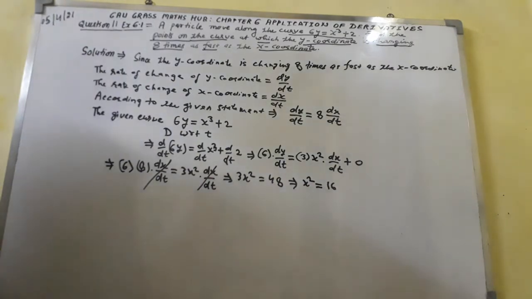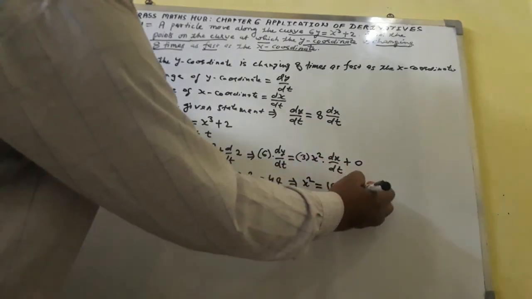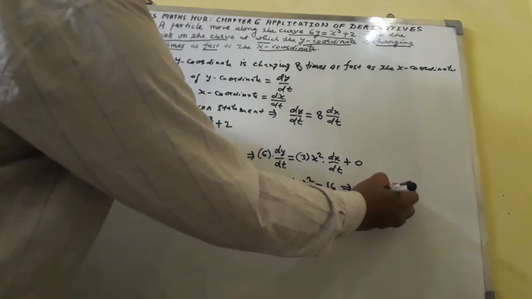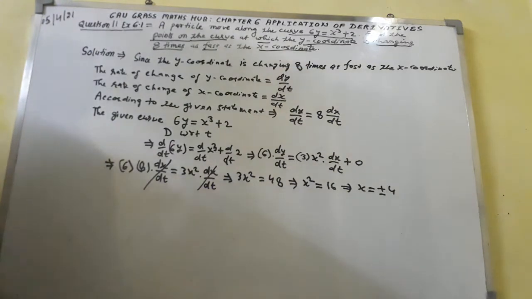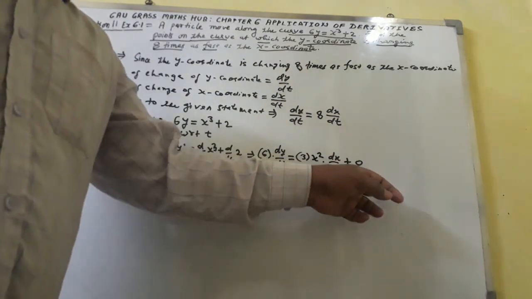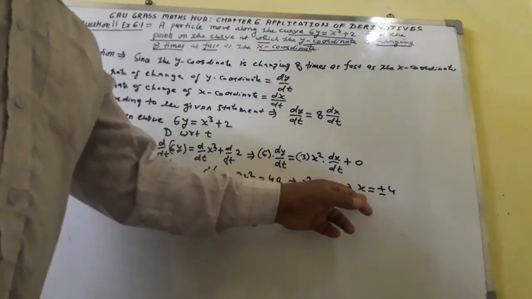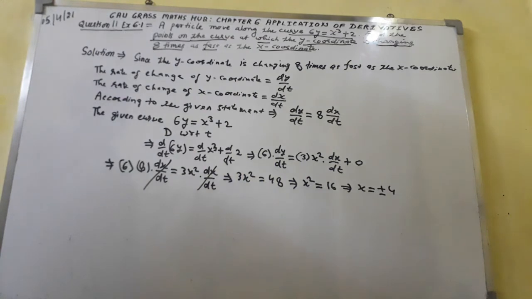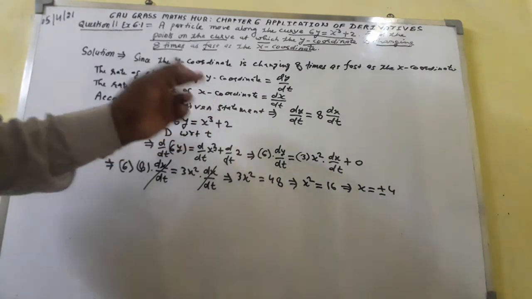So you will get here implied that x equal to plus minus 4 we have got. So by this means we have got x is equal to plus minus 4. Now x equal to plus 4, positive sign I shall take. So let us find out the value of y from the equation itself.